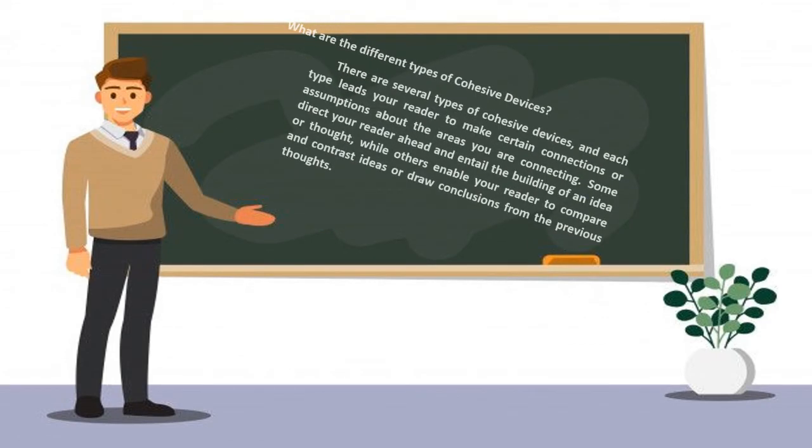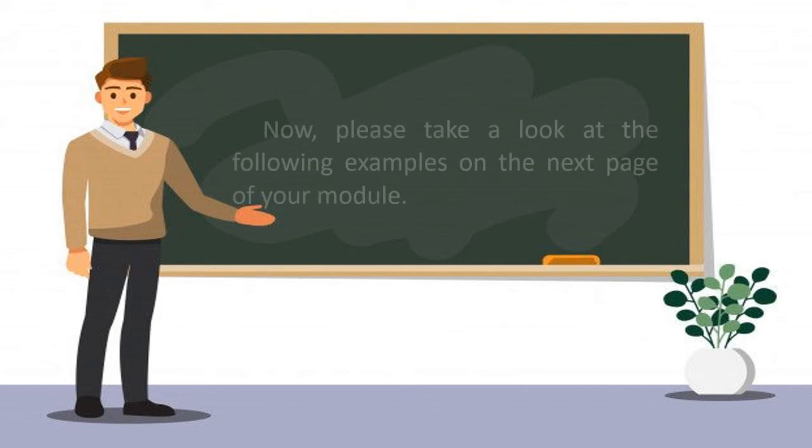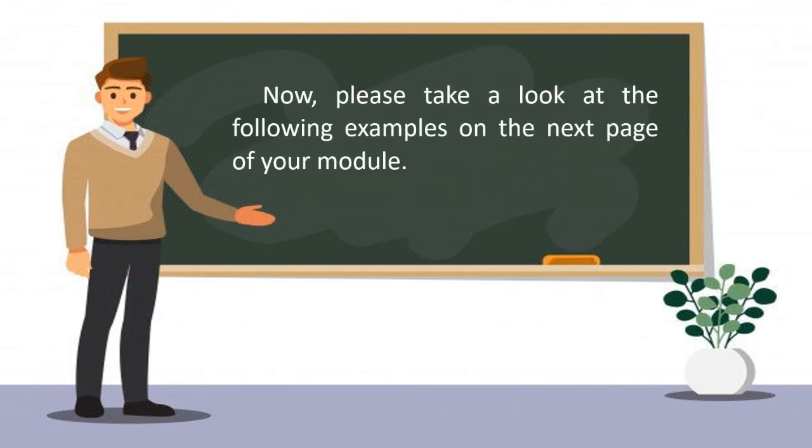Now, what are the different types of cohesive devices? There are several types of cohesive devices, and each type leads your reader to make certain connections or assumptions about the areas you are connecting. Some direct your reader ahead and entail the building of an idea or thought, while others enable your reader to compare and contrast ideas or draw conclusions from the previous thoughts. Now, please take a look at the following examples.